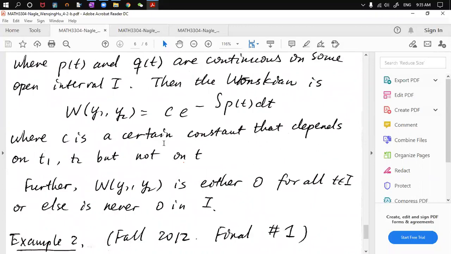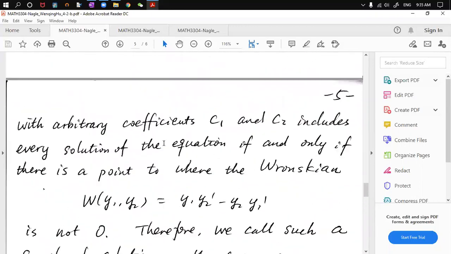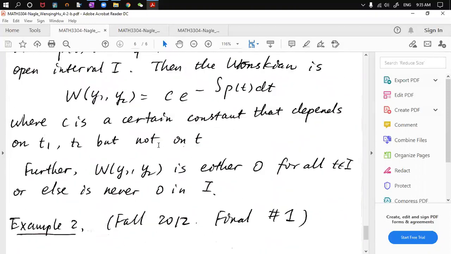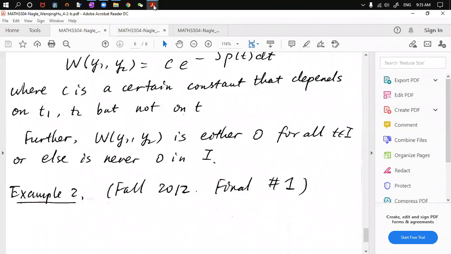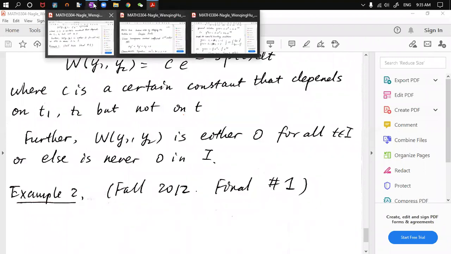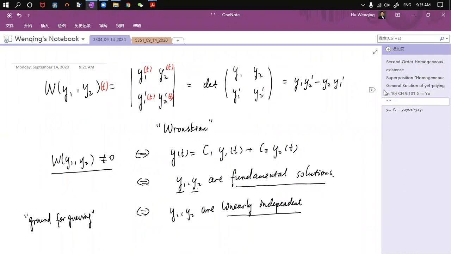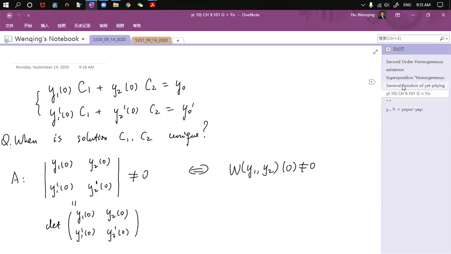That's the whole theory. Let me make a final remark here. It looks like the check of the Wronskian comes from the argument where you want to find the constants C1 and C2. If you remember, in order to find C1 and C2, you need the coefficient matrix to have a non-zero determinant.